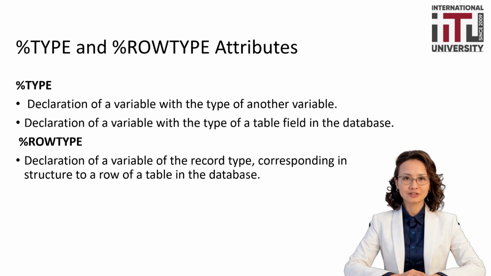Next, %rowtype. It is used to declare a record variable that represents an entire row of a table. This means the variable will contain all columns of that table as a single structure. This is very useful when working with multiple fields at once. In summary, %type is used for single values, while %rowtype is used for full records.